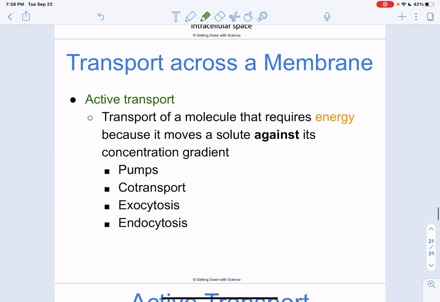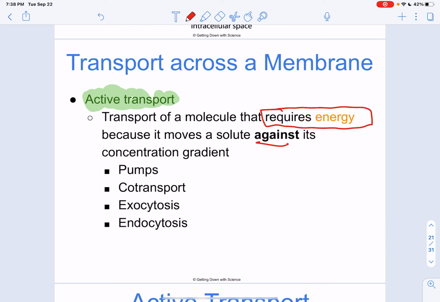Now let's talk about active transport. Active transport is the opposite. It's going to require energy, and we're going to be moving against the concentration gradient. We're trying to move from concentrations of low to concentrations of high. We're going against the flow, against the stream, the current.